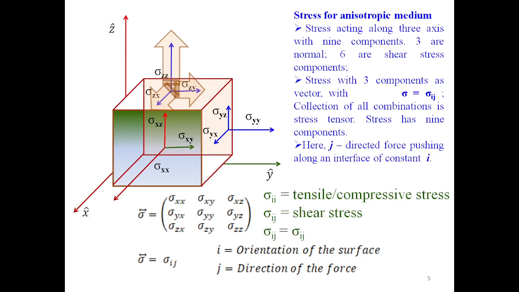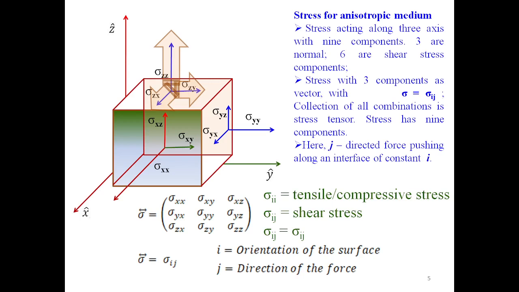Stress for anisotropic medium. Let's consider a cube on which stress acts along 3 axes with 9 components. 3 are normal and 6 are shear stress components. Stress with 3 components as a vector with sigma equal to sigma suffixes ij. Collection of all combinations is the stress tensor. Stress has 9 components. Here actually j represents the directed force pushing along an interface of constant i.